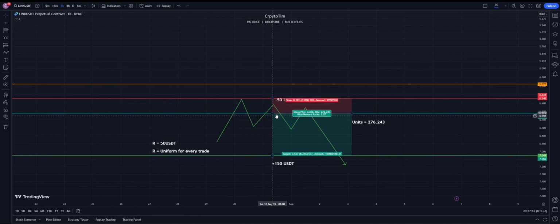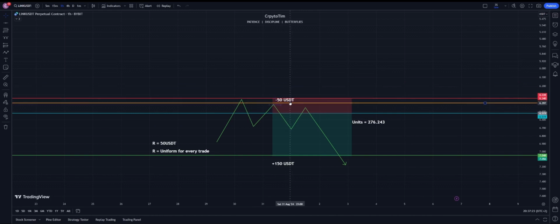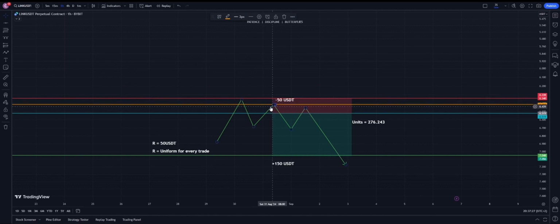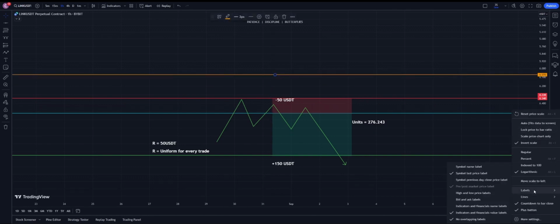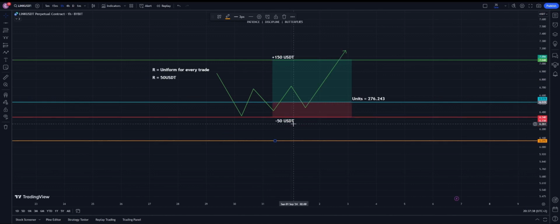Let's say my margin is 500 bucks. I put 500 USDT into this trade and I want to only lose 50. If my liquidation price is sitting below my stop loss, I will lose my 500 bucks before I can get stopped out and lose 50 bucks. So very important to always keep track of your liquidation price.